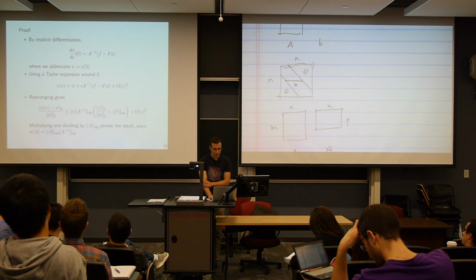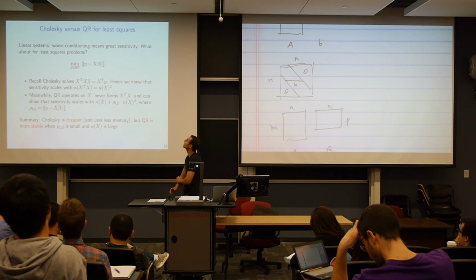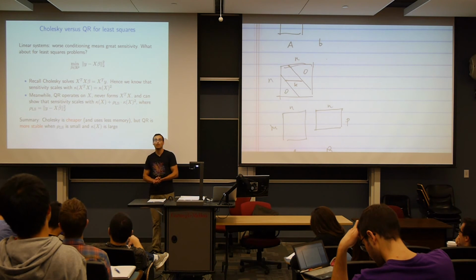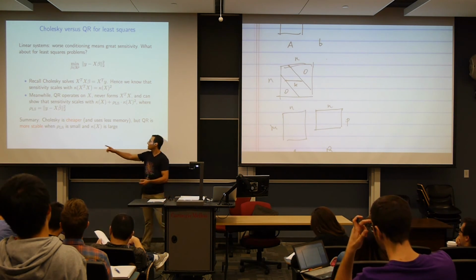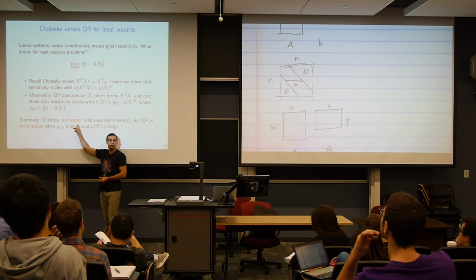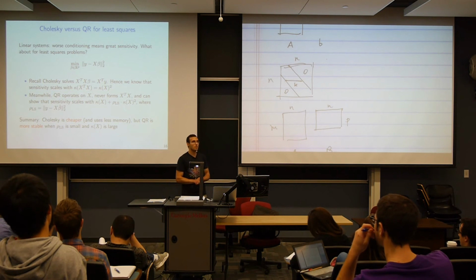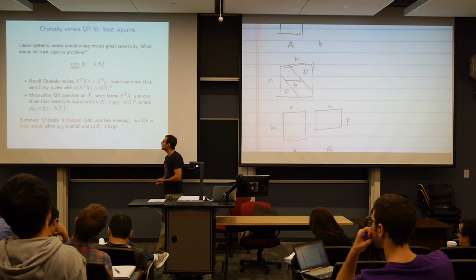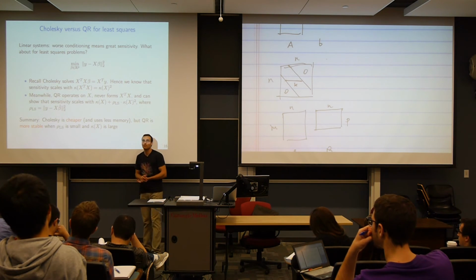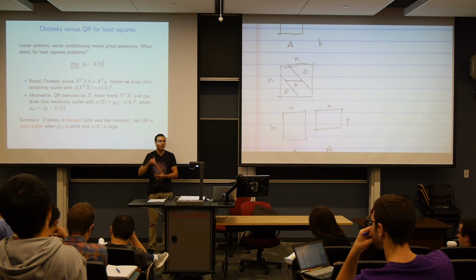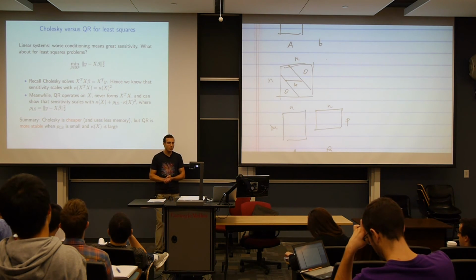What are the main differences between Choleski and QR? So I just wanted to point this out, something not everyone is always aware of. The punchline is that Choleski is cheaper. It's actually like a factor of 2 cheaper in general to compute a Choleski decomposition versus a QR decomposition. But the QR decomposition is more stable. So the details are on the slide. You can go through them if you're interested.